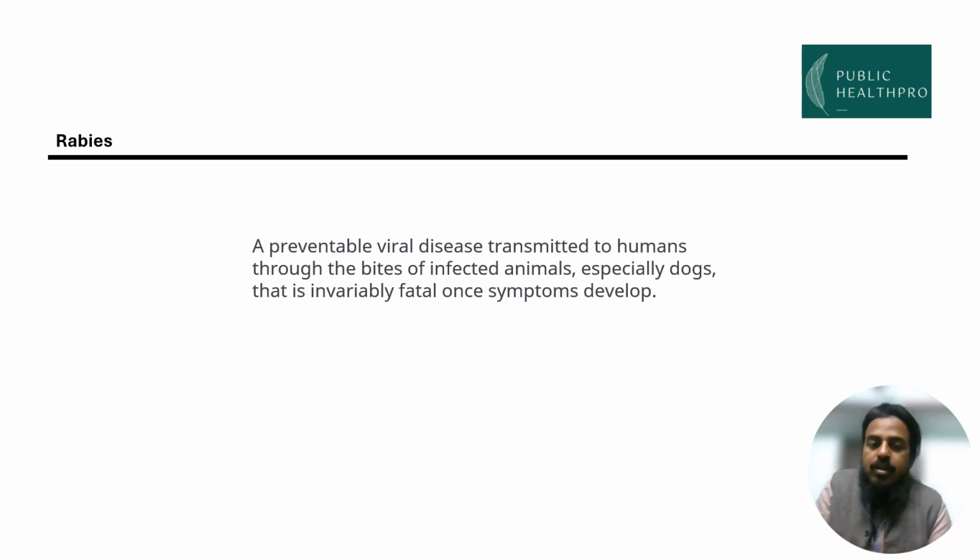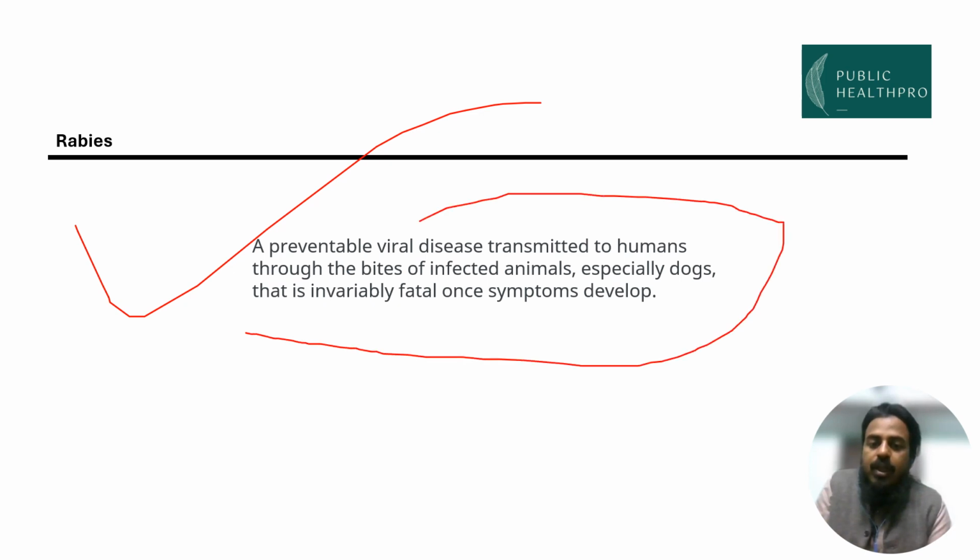Apart from this, rabies is also a preventable disease, transmitted to humans through the bite of an infected animal, especially a dog. How can it be prevented? It can be prevented by vaccination. The pets you have should be vaccinated on a time to time basis. We have to avoid stray animals. Prompt wound care: if any dog has bitten, immediately clean and disinfect the bites and scratches. After that, seek medical attention promptly.